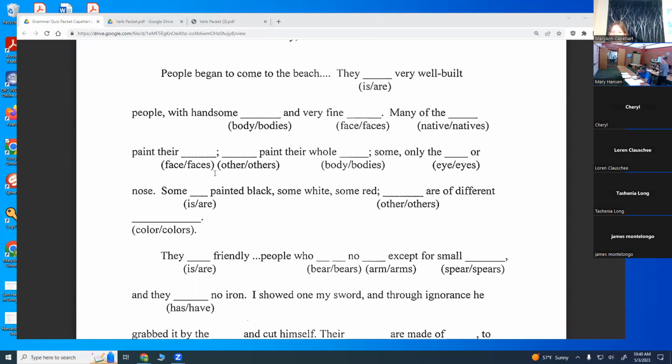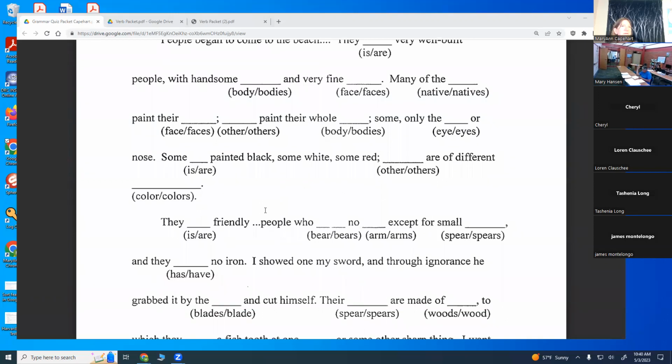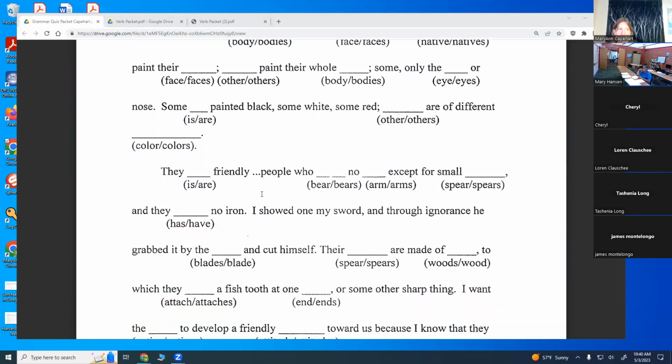Some are painted black, some white, some red, others are of different colors. So we know the plural is the S on the noun, or IES. Good.